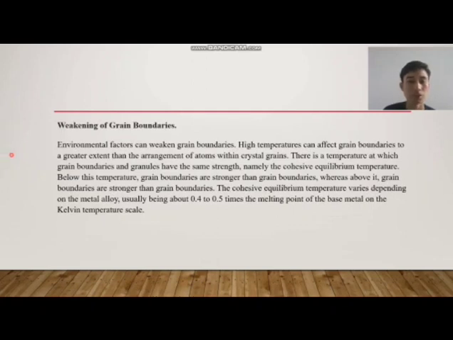Namely, they choose the cohesive equilibrium temperature. Below the temperature, grain boundaries are stronger than grains, whereas above it, grains are stronger than grain boundaries. The cohesive equilibrium temperature varies depending on the metal alloy, usually being about 0.4 to 0.5 times the melting point of the base metal on the Kelvin temperature scale.